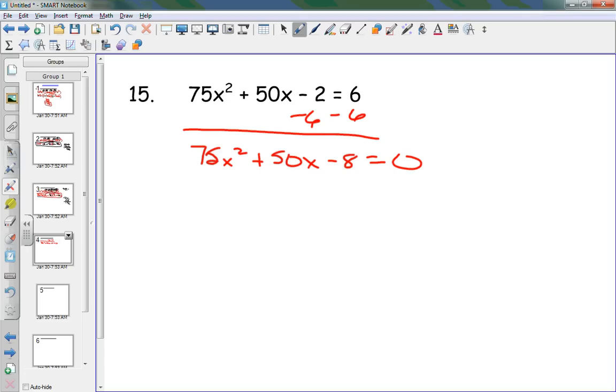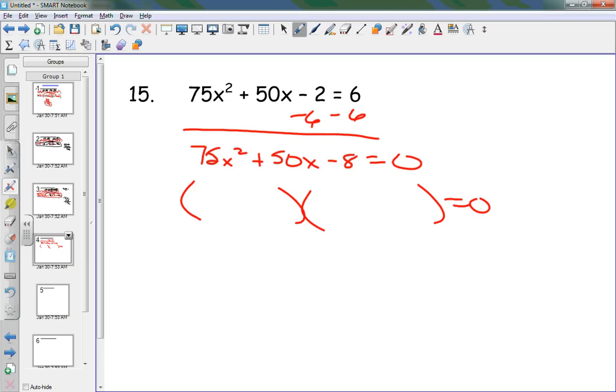Is there a GCF? No, there is not, because 8 is going to be my smallest number, and none of those are divisible by all the factors of 8. So I need to go ahead and find factors of 75. Well, the first ones that are going to come to your head are 3 times 25. But can I get smaller than that?